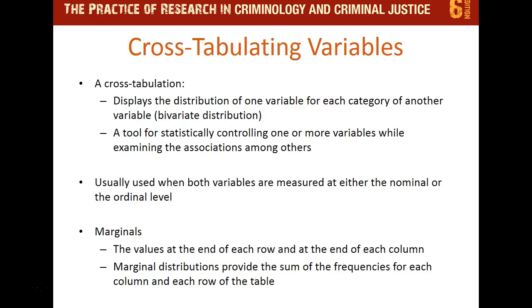Cross-tabulating variables. I think somebody mentioned this within their discussion. So a cross-tabulation displays the distribution of one variable for each category of another variable. So you're looking at bivariate distributions, 2 variables. It's a tool for statistically controlling one or more variables while examining the association. So when you look at a crosstab, you're looking at the associations between variables. And this is usually used when both variables are either nominal or ordinal. So we're looking at more categorical data. Our marginals are the values at the end of each row and at the end of each column. You always see this within a cross-tabulation.